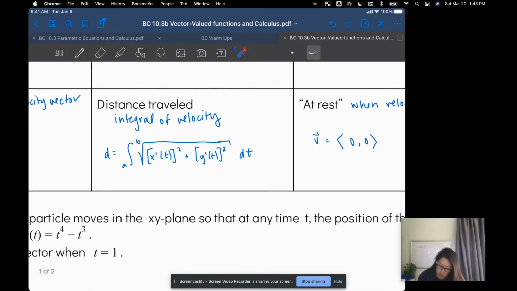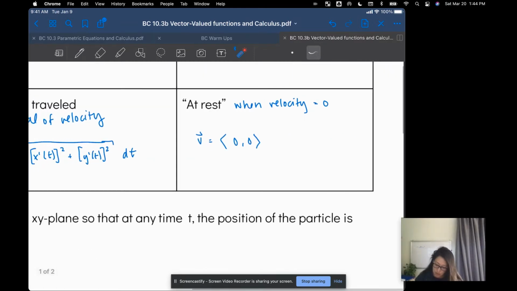Total distance traveled is the integral of speed. So the distance is equal to, from when to when we're traveling, that's our a to b, the integral of the square root of x prime of t squared plus y prime of t squared dt.